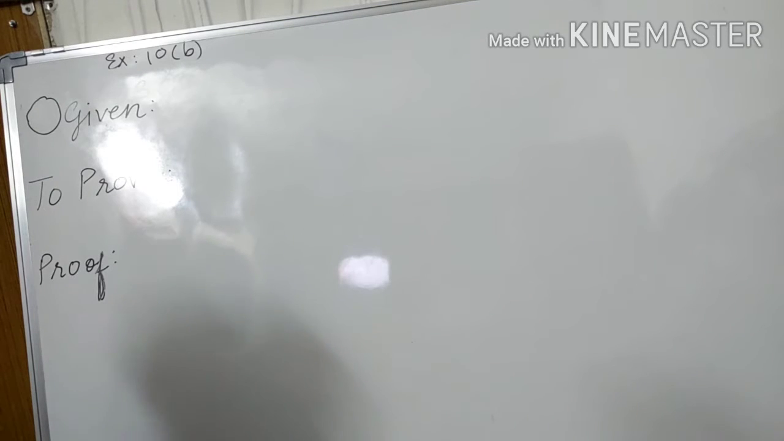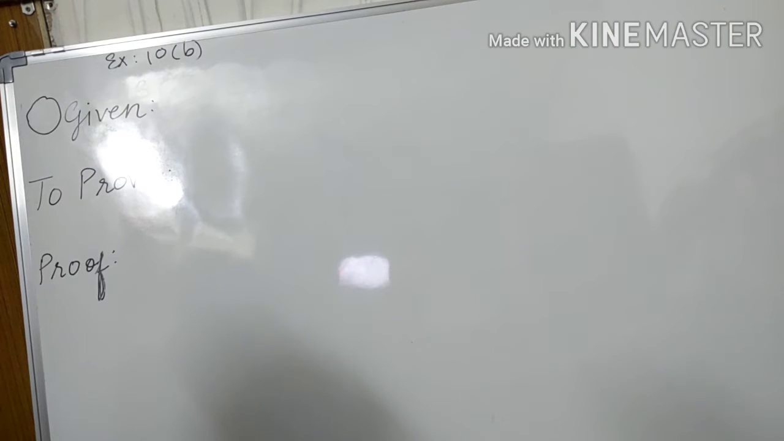Let us move on to question number 6. Reading question number 6, students. In a triangle ABC, angle B is equal to 90 degree and D is the midpoint of BC. Prove that AC square is equal to AD square plus 3CD square, and second result is BC square is equal to 4 in the bracket AD square minus AB square.